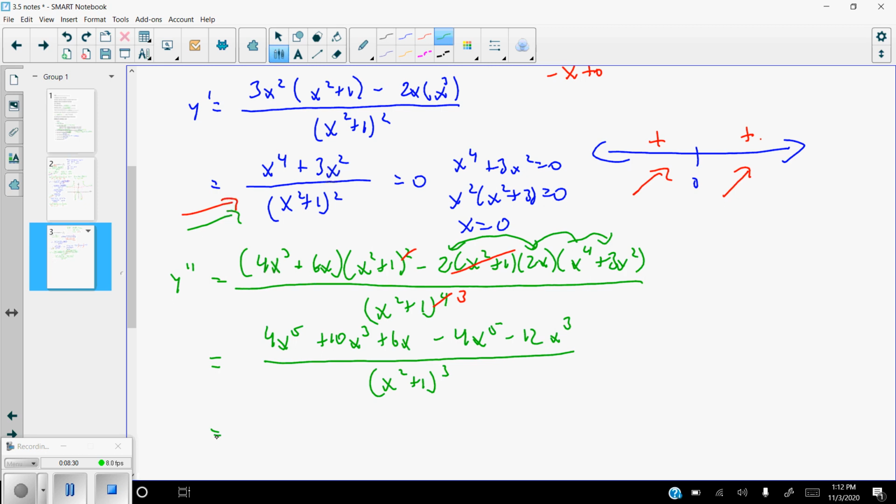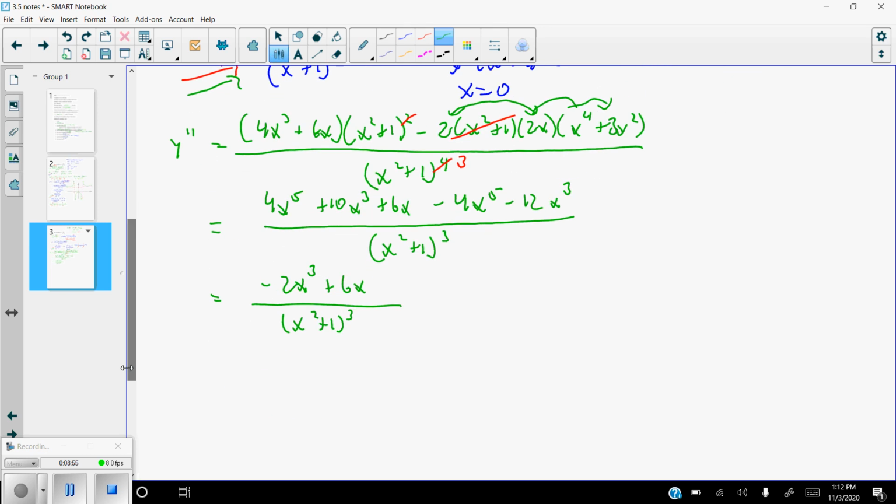Okay, let's continue to simplify. 4x to the 5th minus 4x to the 5th is gone. That's nice. 10x cubed minus 12x cubed gives me a minus 2x cubed. And then I still have a plus 6x over x squared plus 1 cubed. So again, the denominator here is never going to give us 0 because I've got x squared plus 1 on the inside. Even though I'm cubing it on the outside, I can't get a negative value or a 0 on the inside. So that will never be undefined.